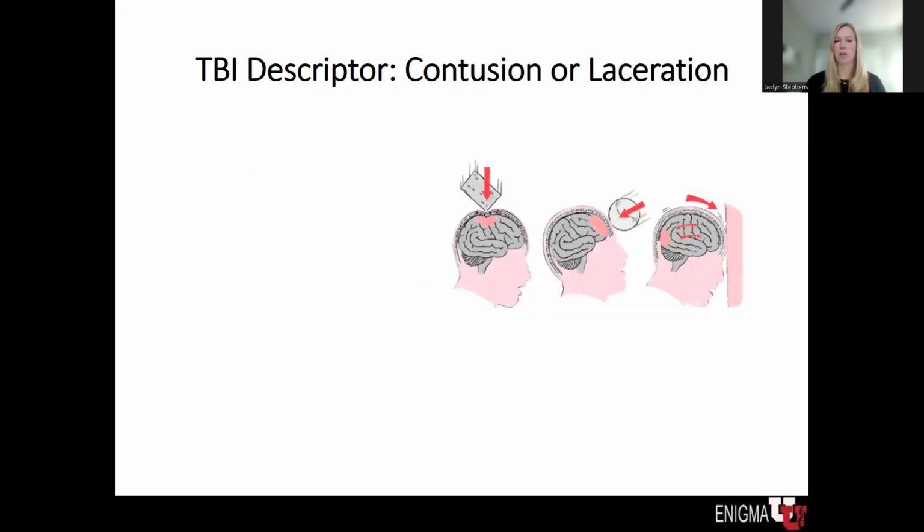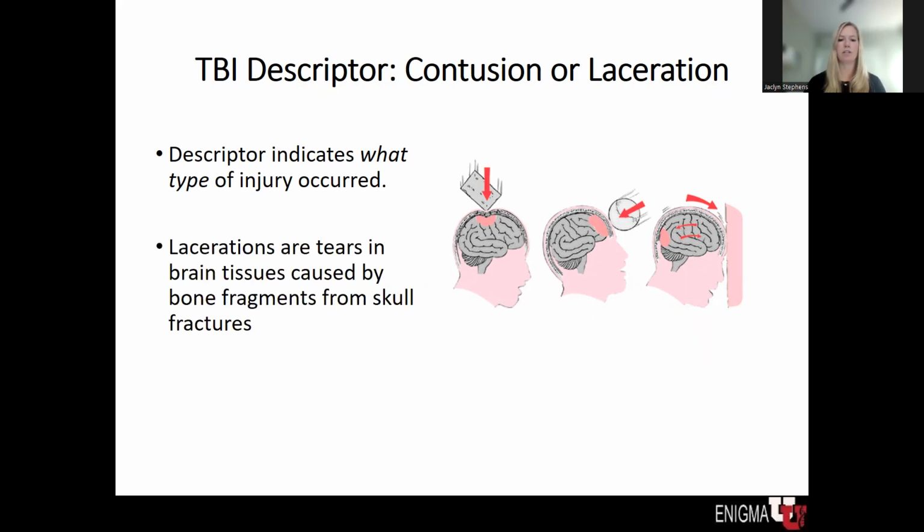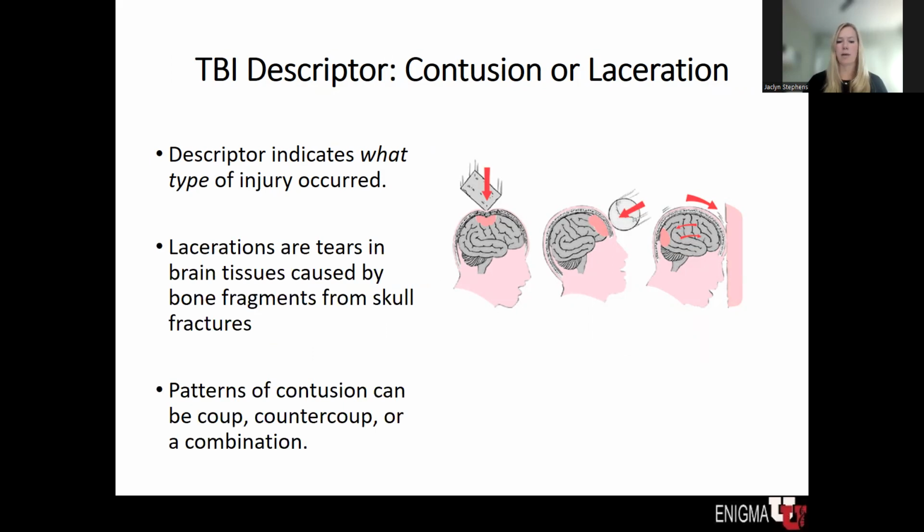TBIs might also be described by what type of injury occurred. So here we have a description of a contusion or a laceration. Starting with laceration, these are tears in brain tissues caused by bone fragments from skull fractures. So if you have a certain type of injury where the skull does fracture, the broken bone pieces can actually damage the brain tissue. Otherwise, you have patterns of contusion. And contusion can be thought of as another word for bruising.